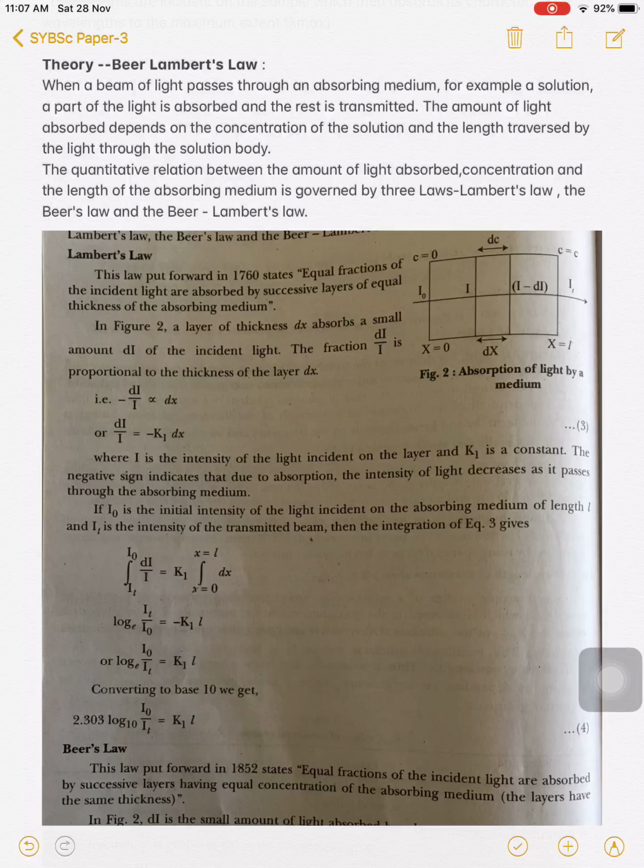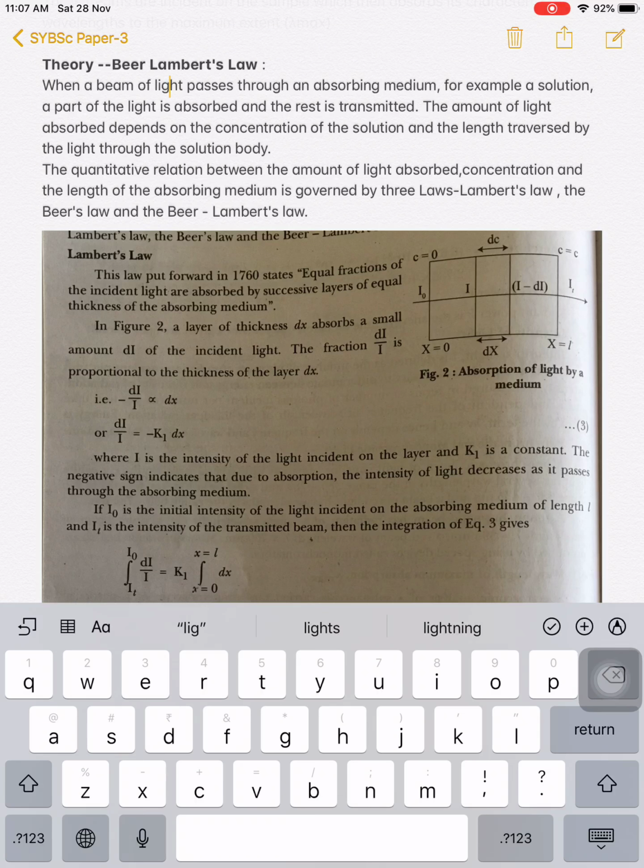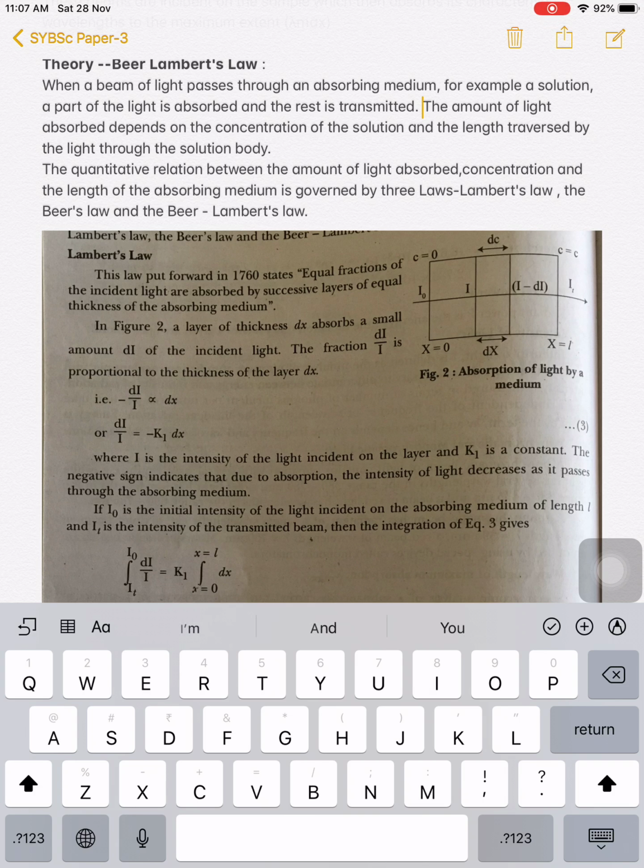Now see here, when a beam of light is passed through an absorbing medium, in this case the absorbing medium is a solution, a part of that light is absorbed and the rest is transmitted. It means we are passing a beam of light through the solution, and a part of light gets absorbed and the rest gets transmitted. The amount of light absorbed depends on the concentration of the solution and the length traveled by the light through the solution.